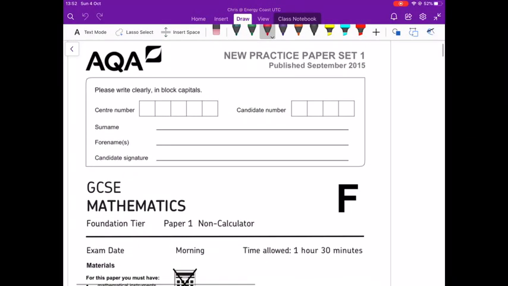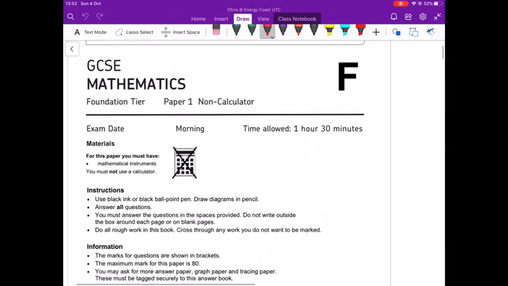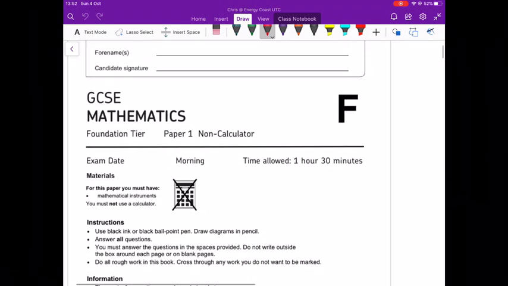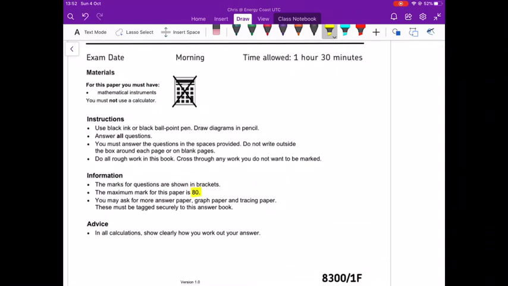Here is the practice paper set 1, paper 1. It's the foundation one from AQA. Okay, so paper 1 is always non-calculator, remember, so this one's non-calculator. It's out of 80.